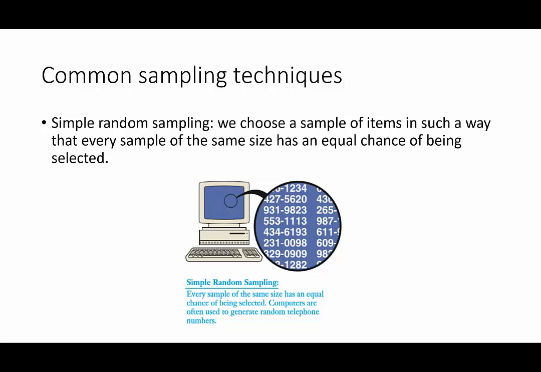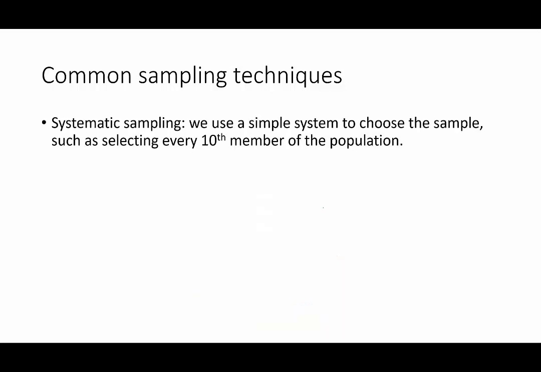So we might use a program to generate a list. There are some good websites. If you do need to do this, I do this in my classroom. If I'm coming up with groups for things, I will choose random samples based on the computer algorithm. Okay, another common technique is systematic sampling. This is where we use a simple system to choose the sample, such as selecting every 10th member of the population.